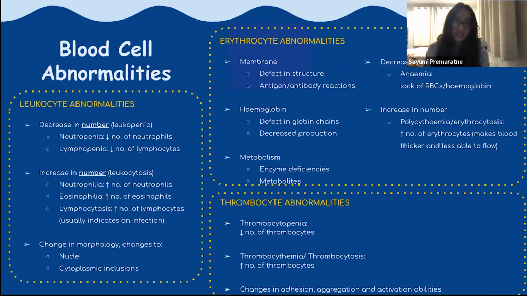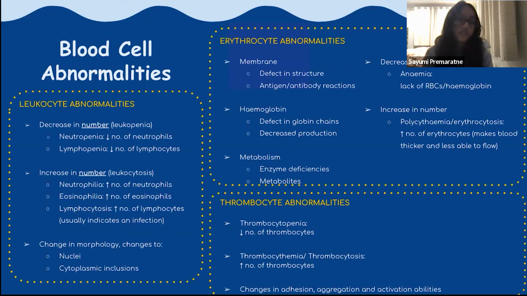So abnormalities that can happen with red blood cells, white blood cells, and platelets are here. I'll just go through some common endings to words. If you ever see penia, that usually indicates a decrease in number. So you'll see thrombocytopenia, a decrease in the number of thrombocytes, or leukopenia, a decrease in the number of leukocytes. And then you have cytosis and philia. Cytosis and philia usually indicate an increase in number, and the ending can alternate between those two.